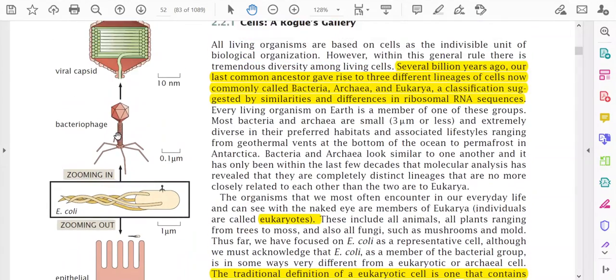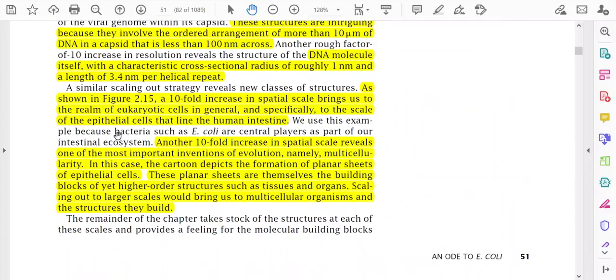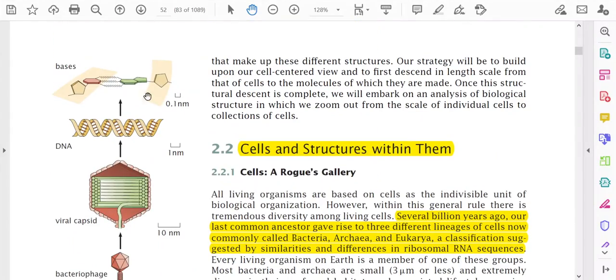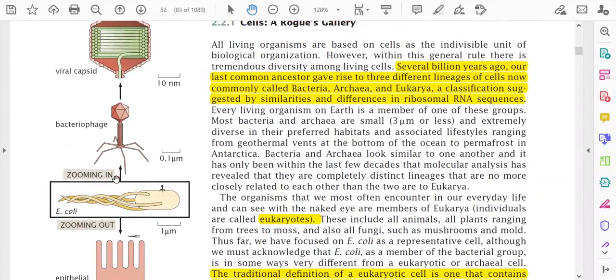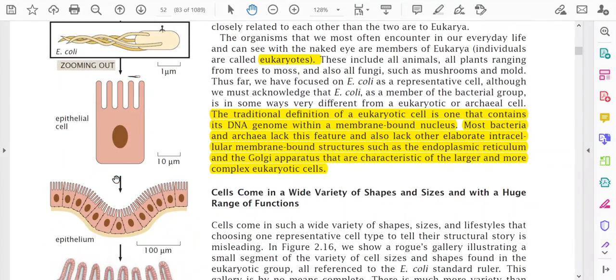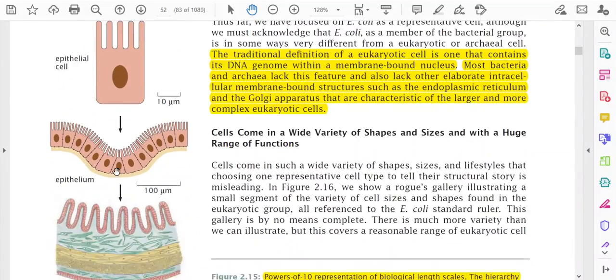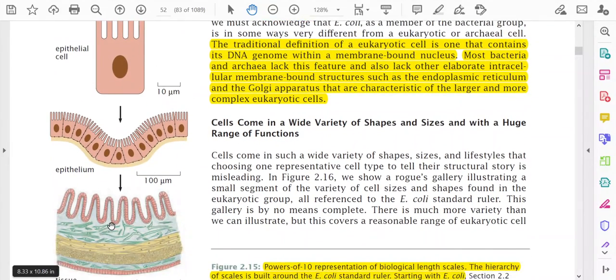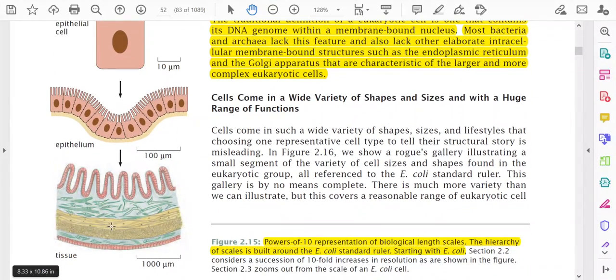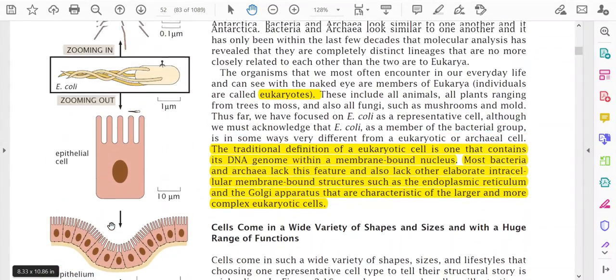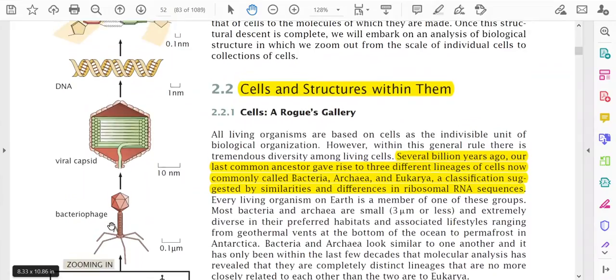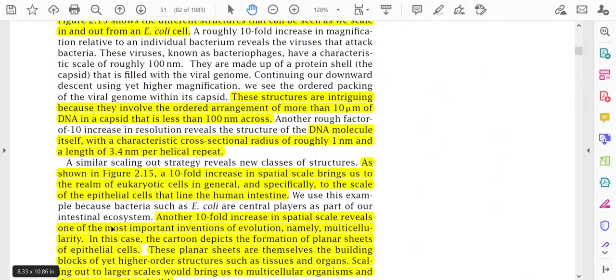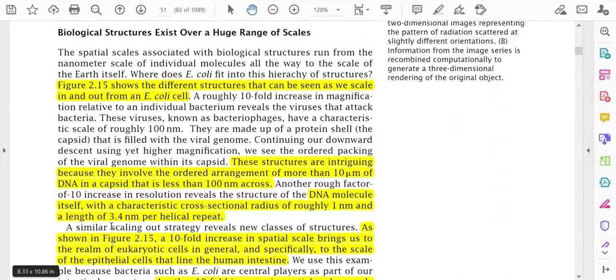For example, if we zoom in, we go to the DNA and the base pairs, and if we zoom out, we move from cells to tissue, and if we zoom out further, there will be different types of organisms. So these are the spatial scales. Now we will discuss it in a little more detail.